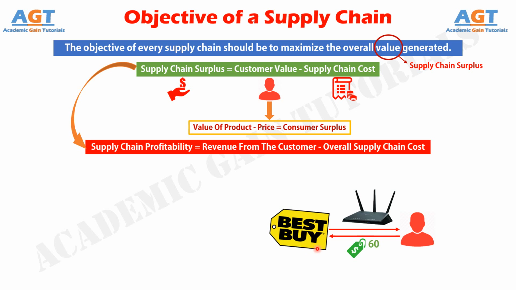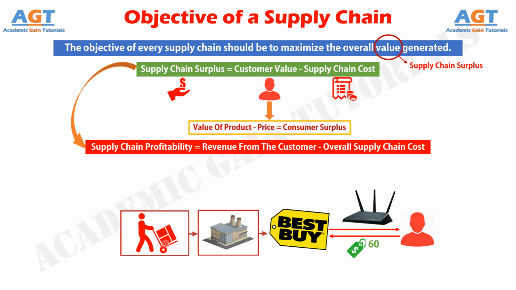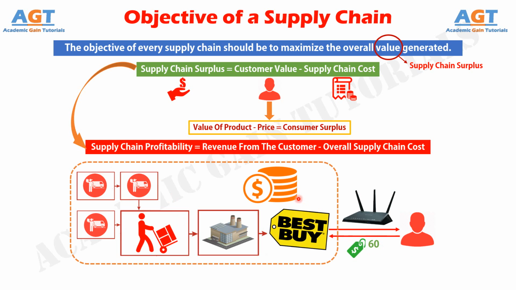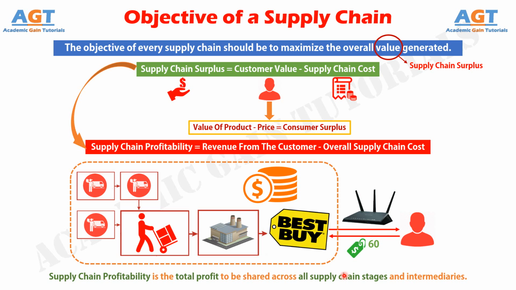Best Buy and other stages of the supply chain incur costs to convey information, produce components, store them, transport them, transfer funds, and so on. The difference between the $60 that the customer paid and the sum of all costs incurred by the supply chain to produce and distribute the router represents the supply chain profitability. Supply chain profitability is the total profit to be shared across all supply chain stages and intermediaries. The higher the supply chain profitability, the more successful is the supply chain. For most profit-making supply chains, the supply chain surplus will be strongly correlated with profits.